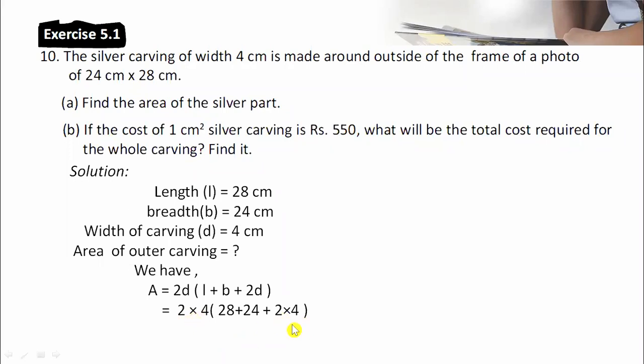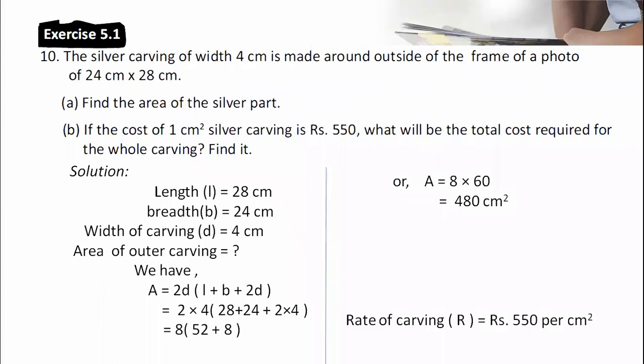It is simply 8. This one is also 8. 28 plus 24, find out its sum and add 8 also. 480. Total 480. Yes, sir, 480. Okay, it is 480 square centimeter. So this is the area of outer path. Simply path भएको भए outer path हुन्थ्यो. अब यसमा डिजाइन भन्नु पर्यो. Design outside the photo, which is made up of silver.